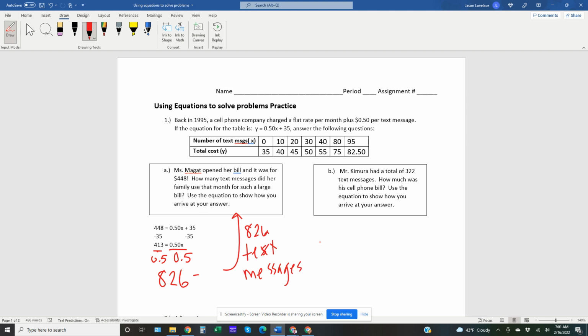All right, problem B for this same scenario says Mr. Kimura had a total of 322 text messages. How much was his cell phone bill? So again, we're going to think back to our equation and the relationship between the total cost and number of text messages. And what information do I know for this one? Well, in this case, I don't know my total cost. I know my number of text messages, which is x. So in my equation, I know what x is, but I'm trying to figure out what y, the total cost, is. So I'm going to set up my equation again.